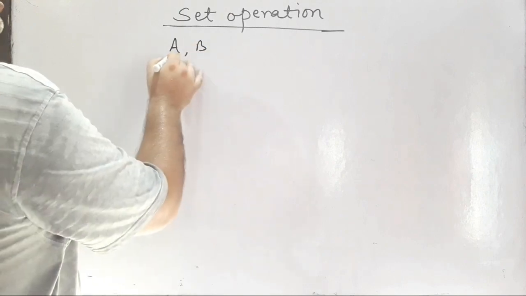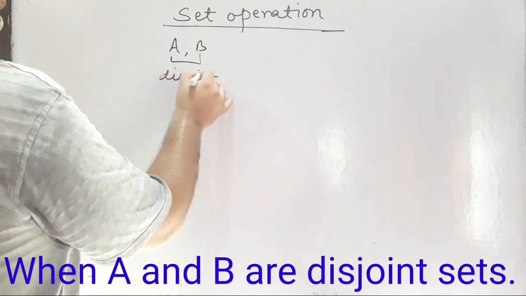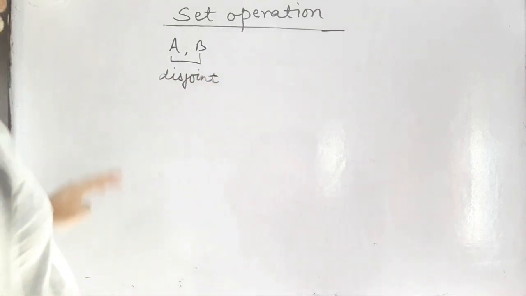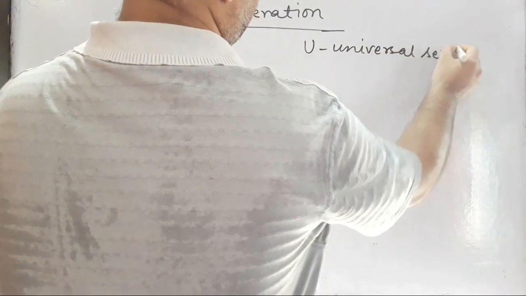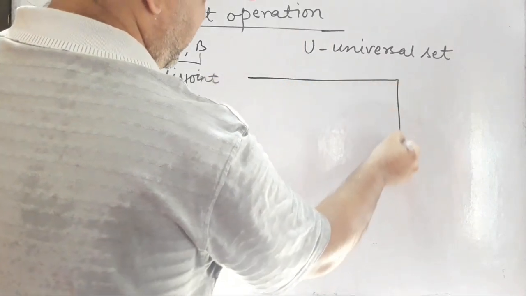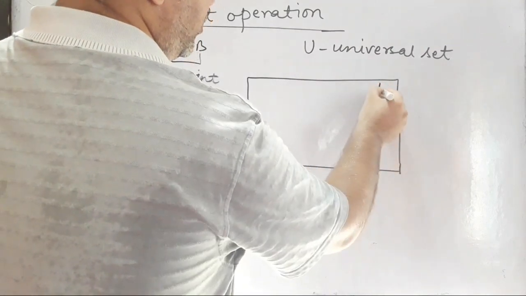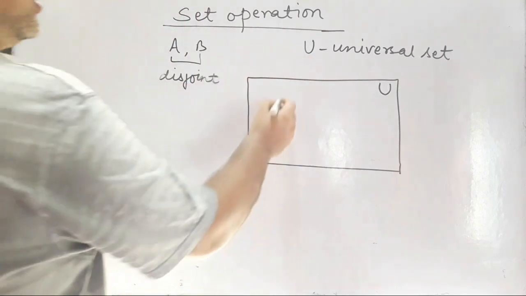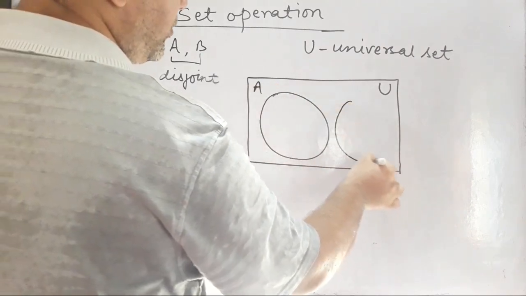Suppose A and B are disjoint sets. I don't know what is the problem with this marker. Okay, A and B are disjoint sets and U is a universal set, and A and B are the subsets of universal set U. So this is universal set U, and since A and B are disjoint, these are written separately.